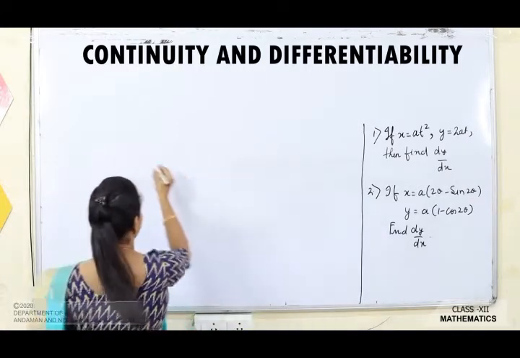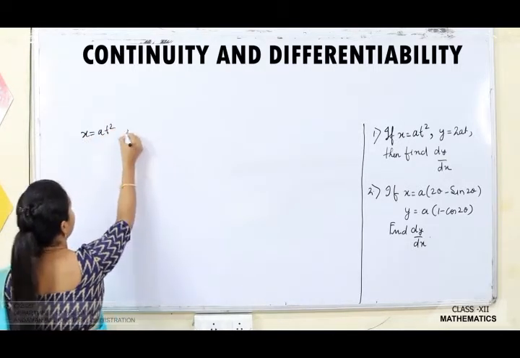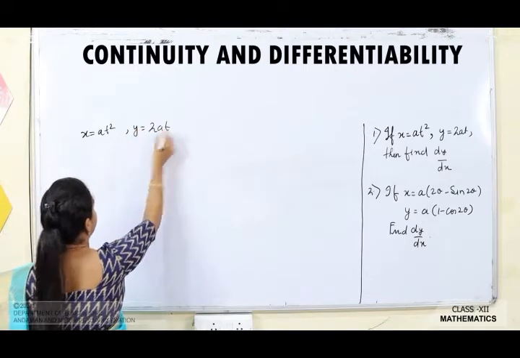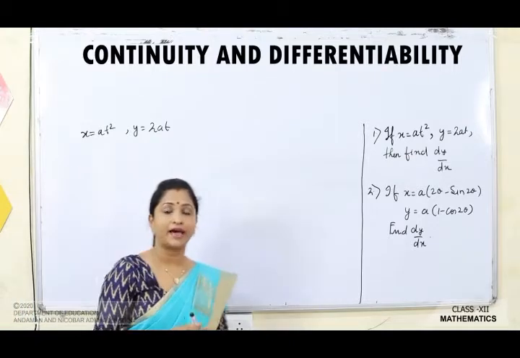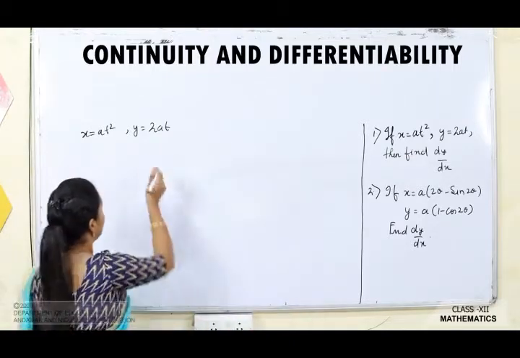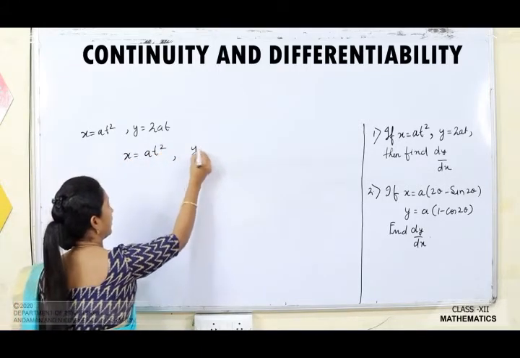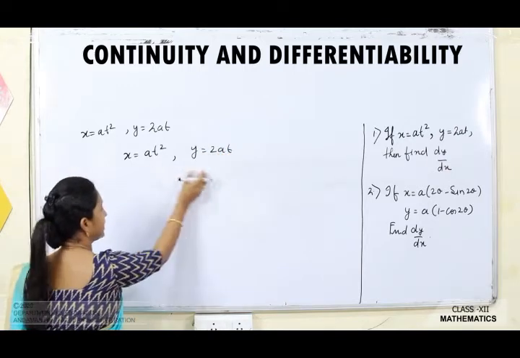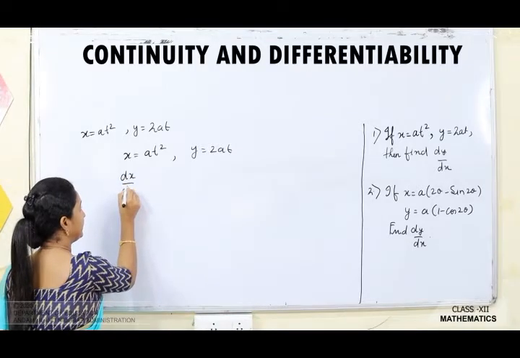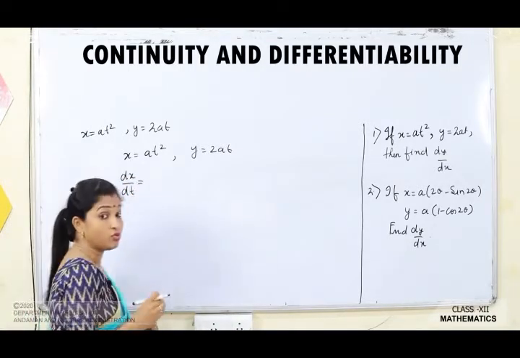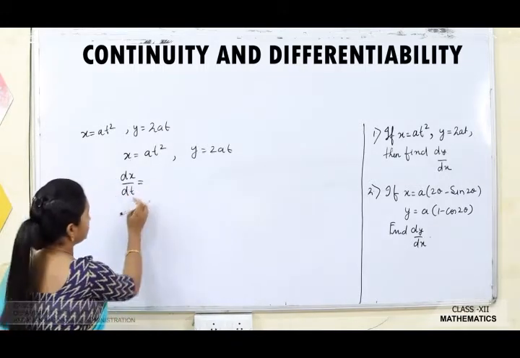Now first question, x is equal to a t square, y is equal to 2at. If x is equal to a t square, y is equal to 2at, you have to find the value of dy by dx. Now x is equal to a t square and y is equal to 2at. You have to differentiate separately. When you differentiate here dx by dt, that means differentiating with respect to t, the third variable which is known as the parameter, you have to differentiate with respect to that.